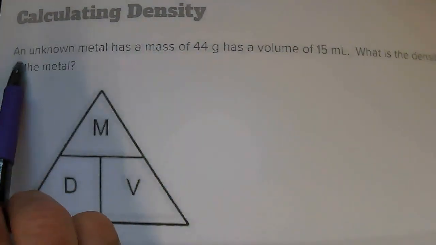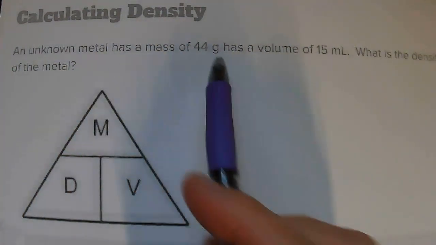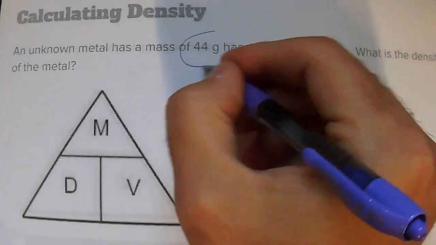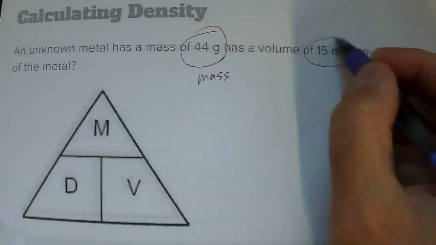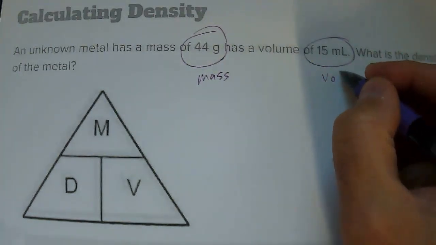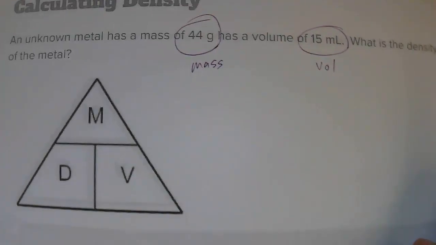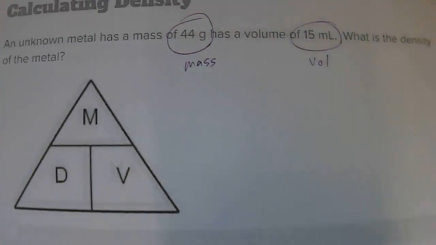Okay, and it says an unknown metal has a mass of 44 grams. So this is a mass, and a volume of 15 milliliters. So this is a volume. Okay, so here's the way that I would love for you to solve this.